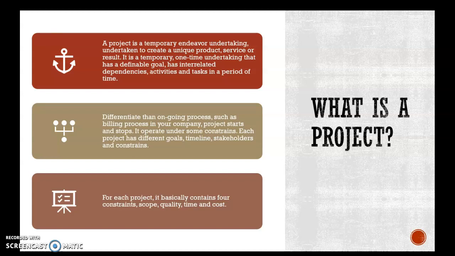So if you get a project, paying bills is not a project, because that's an ongoing process. A project does have a start and end and has a group of people involved in it, has clear goals and different stakeholders. But each project is based on constraints, and it does include four things: scope, quality, time, and cost.